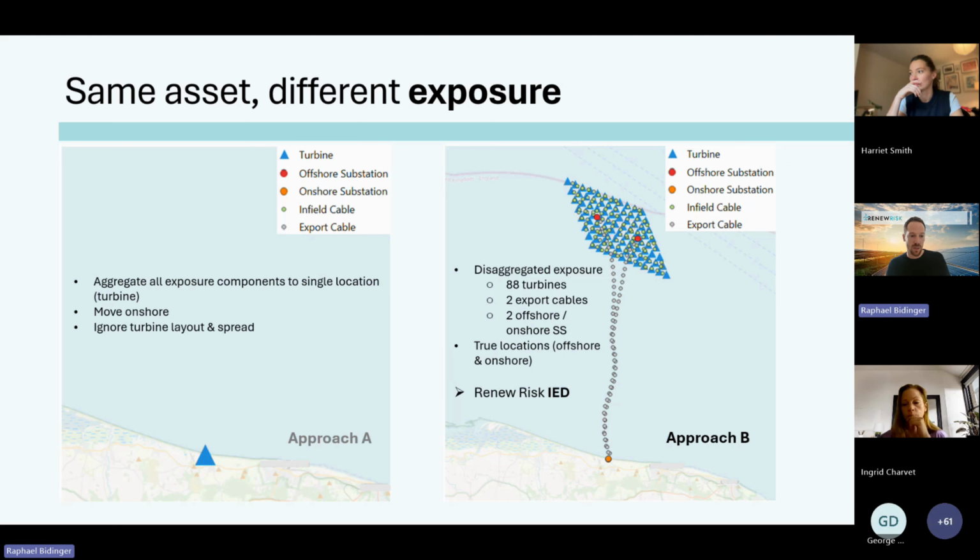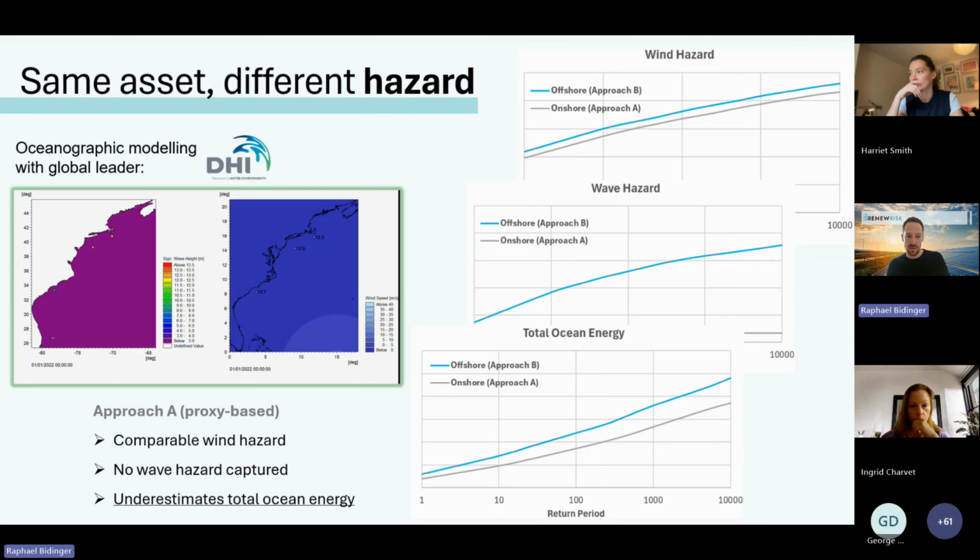So once we move on to the hazard from the exposure, we see that the differences become even more pronounced. For all of our offshore wind models globally, we are explicitly capturing wind and wave impacts on the offshore structures. And to do that, we've partnered with the Danish Hydraulic Institute, the DHI. It's a leading engineering firm specializing in oceanographic modeling and offshore wind conditions.